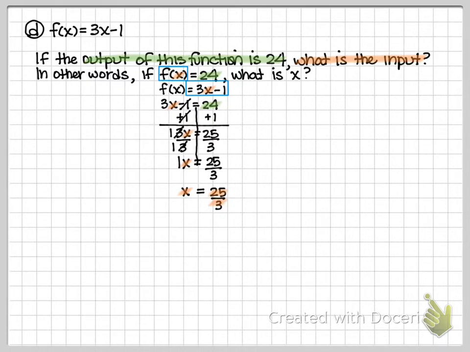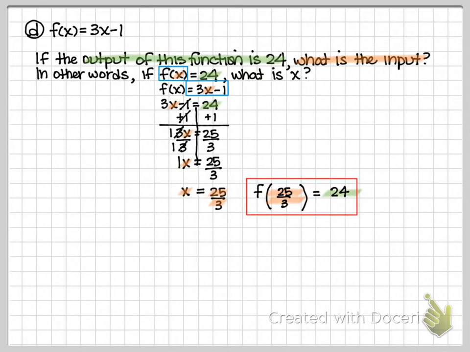So what I'm going to do is I'm going to do f of blank equals blank. Remember, the x value goes inside the parentheses and the y value, or the output, goes on the other side. Okay, so orange was 25 over 3. That's what I just found. And green was given to me very back at the beginning, which is 24. That is the correct answer.